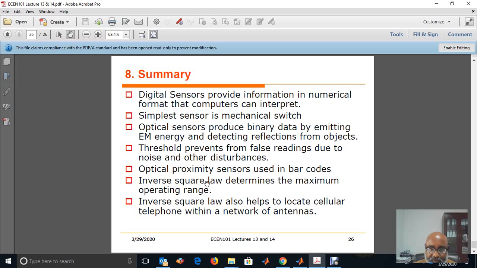And we discussed optical proximity sensors used in barcodes, and the inverse square law, which determines the maximum operating distance or range. And we discussed how the inverse square law can be applied in cellular telephone systems and how it can be used for localization.